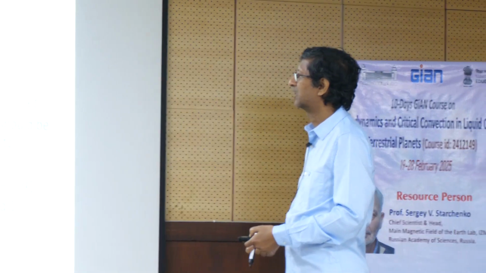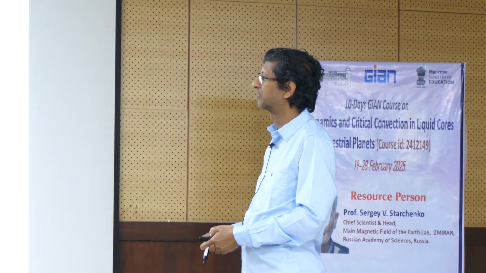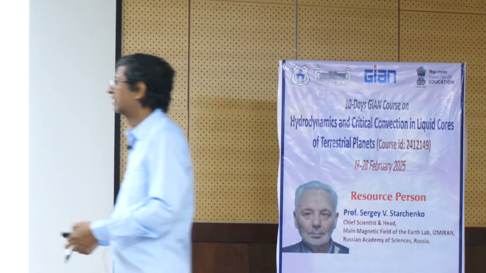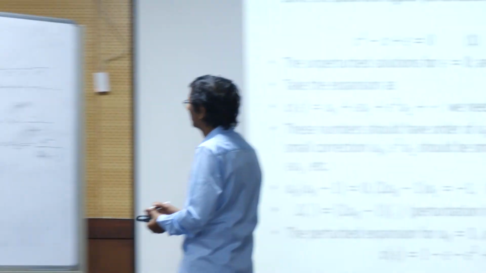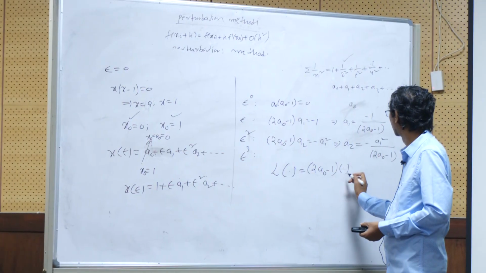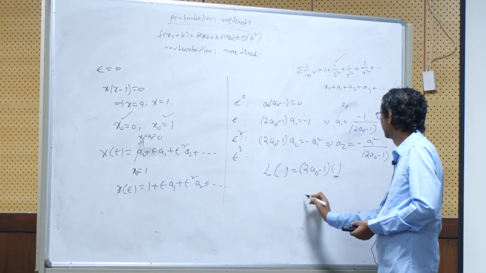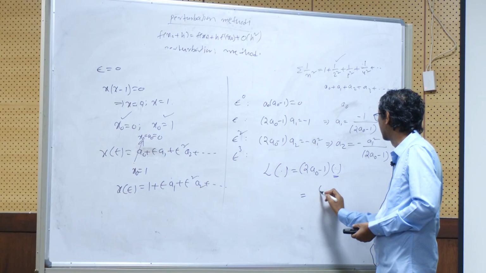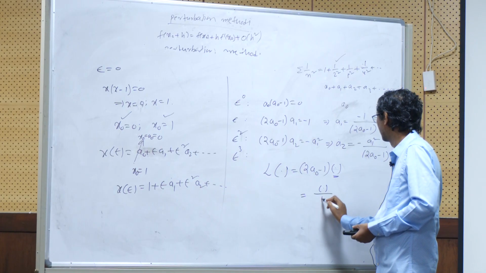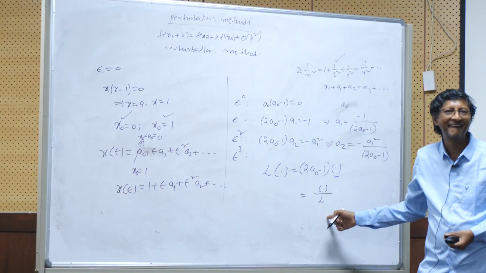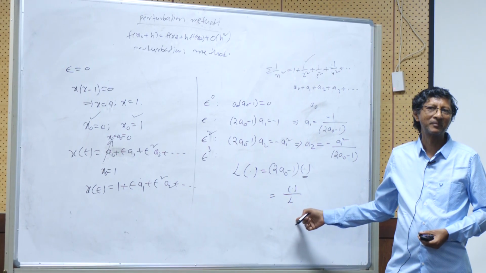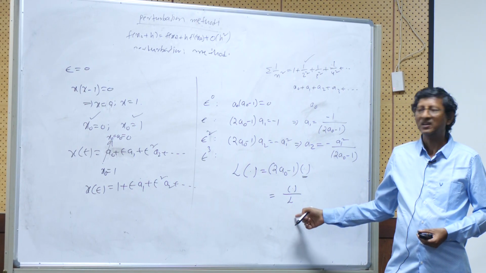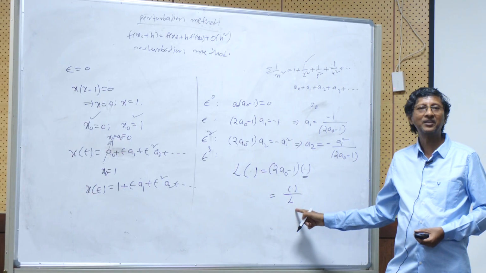Then you write L of this is equal to whatever we have here. Then how do you find the value of this? What are the terms coming here? You write this as something divided by L, something divided by the operator L. Do you have experience with this or not? This is something divided by the operator L.